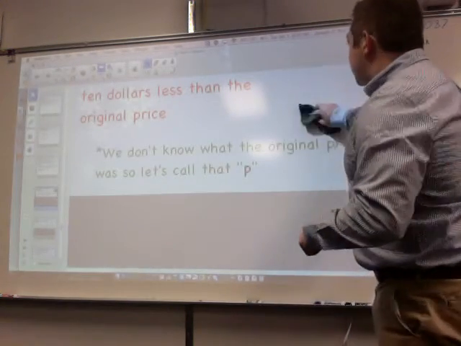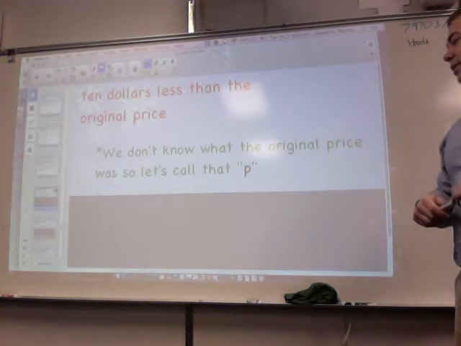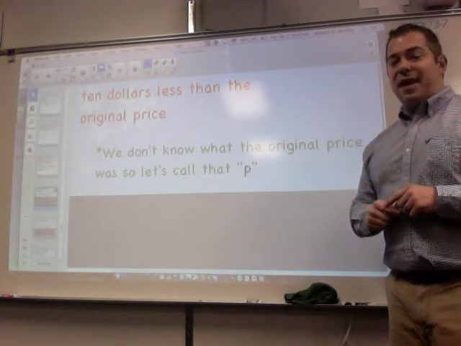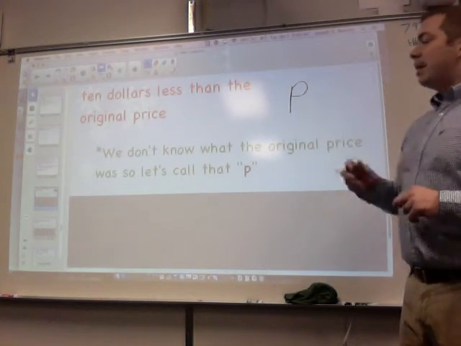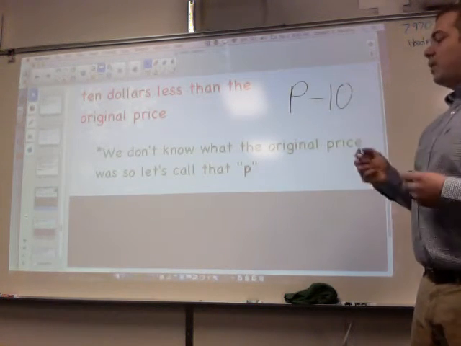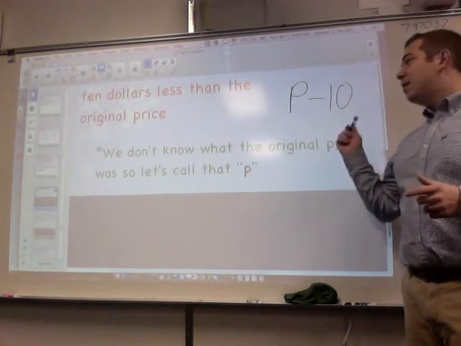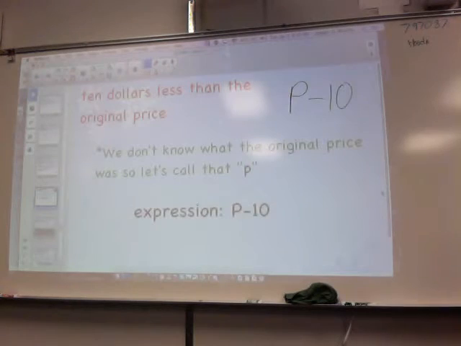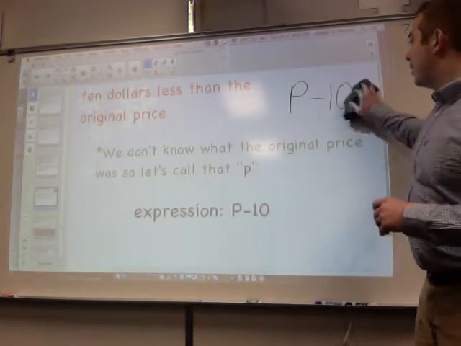All right, here's my next phrase. $10 less than the original price. We don't know what the original price is, so let's call that P. P for price this time. Pretty smart. All right, $10 less than the original price. So I hope I'm right this time. I'm going to have a P as my price, and less, I'm probably going to have to subtract $10 less than whatever the price is. So if that price was 12, my answer would be 2. If the price was 15, my answer would be 5. Let's see if I'm right. There it is. There's my algebraic expression, P minus 10. I was correct. I'm a pretty smart guy, I guess.